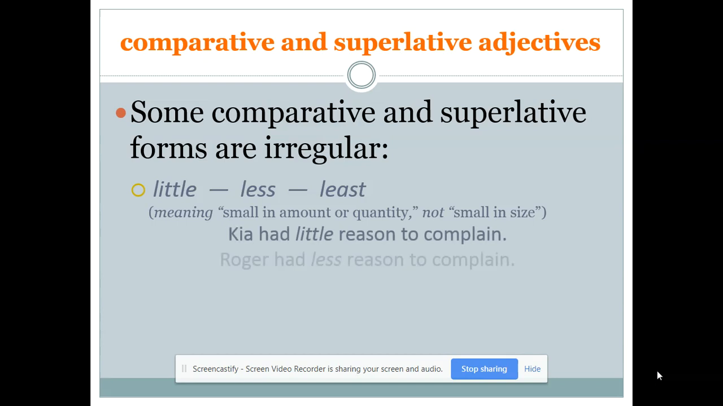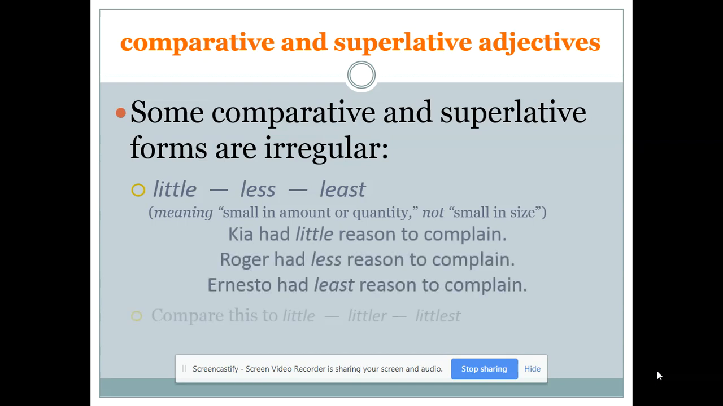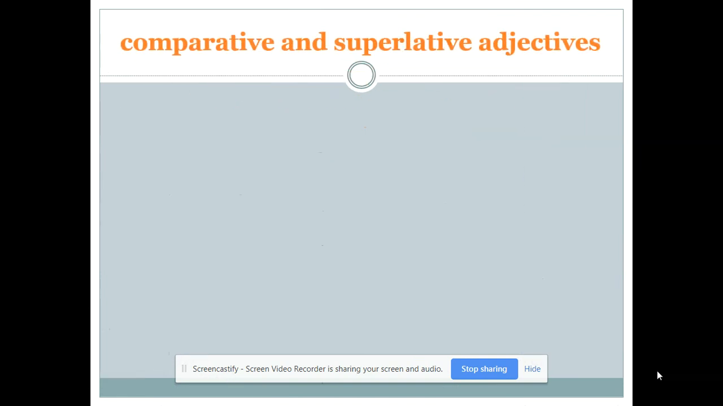So if you're talking about something that can't be counted, or refers to quantity rather than size, you would use less and least. Kia had little reason to complain, Roger had even less reason to complain, and Ernesto had least reason of all to complain. So compare it to when you use little to refer to size, where you just use little, littler, and littlest.